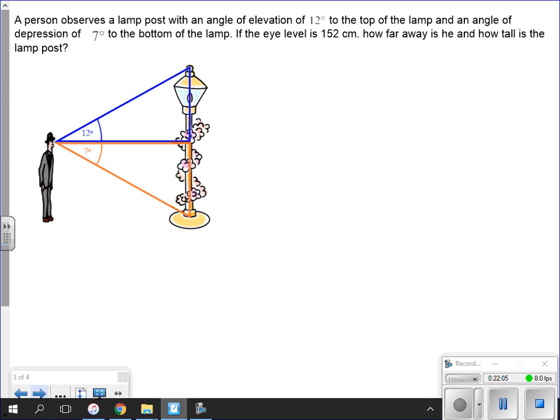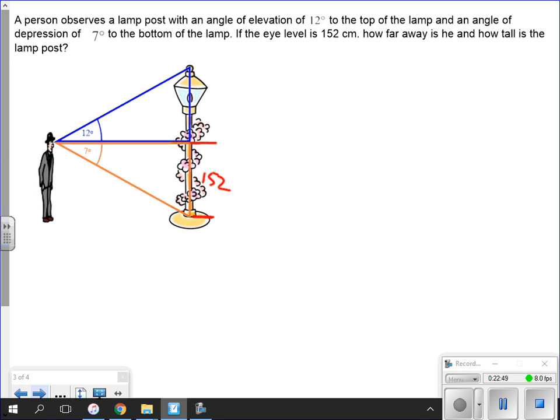Okay. That's our given information. And we have one other piece of given information. If eye level is 152 centimeters, that means this distance here is 152. So that height is part of the height of the lamppost, and it's not equally divided either. It would be equally divided if the angle of elevation and the angle of depression were the same. They're not the same.